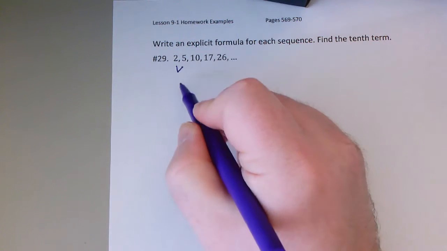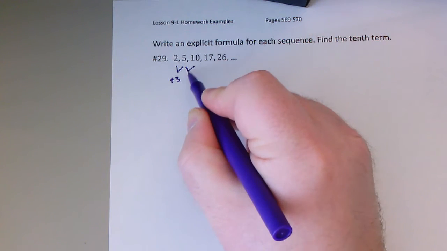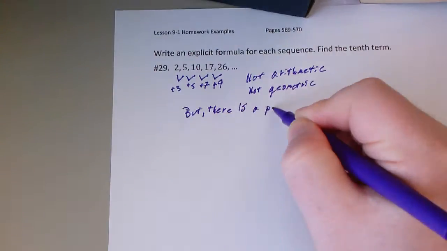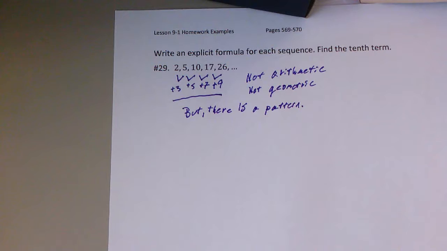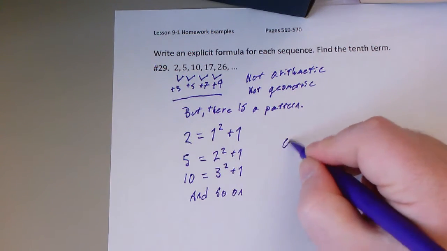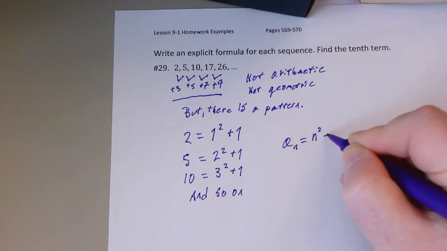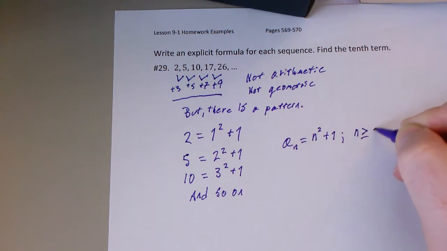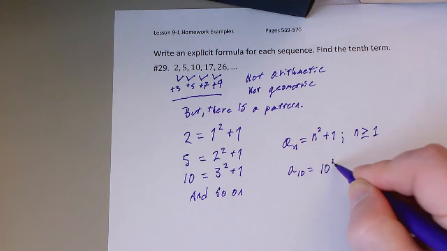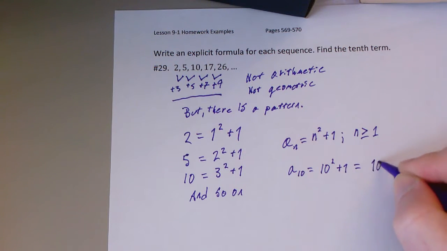Okay, we're going to see that we don't have a common difference because we're adding 2 more each step. So it's not arithmetic. It's also not geometric, but there is a pattern to it. Okay, let's look at the first term, and we see that 2 is 1 squared plus 1, 5 is 2 squared plus 1, 10 is 3 squared plus 1, and so on. So our pattern is n squared plus 1, starting at n equals 1. The 10th term then is 10 squared plus 1, which is 101.